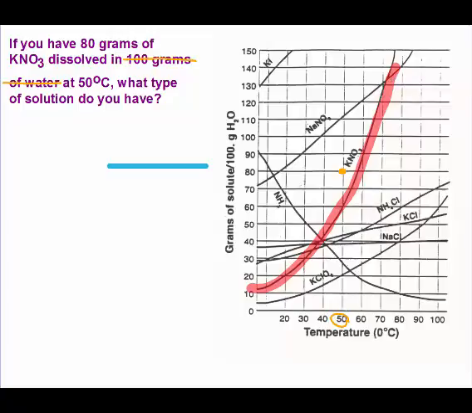Well, KNO3 at 50 degrees should only have around 60 grams dissolved. But if I have 80 grams dissolved, that's more than it should have dissolved. So that is a supersaturated solution. So if the point is above the line you're talking about, it will be supersaturated. Had it been 60 grams, then it would have been saturated. And if it was 50 grams, then it would have been unsaturated, because you could have added more than 50 grams at 50 degrees Celsius.